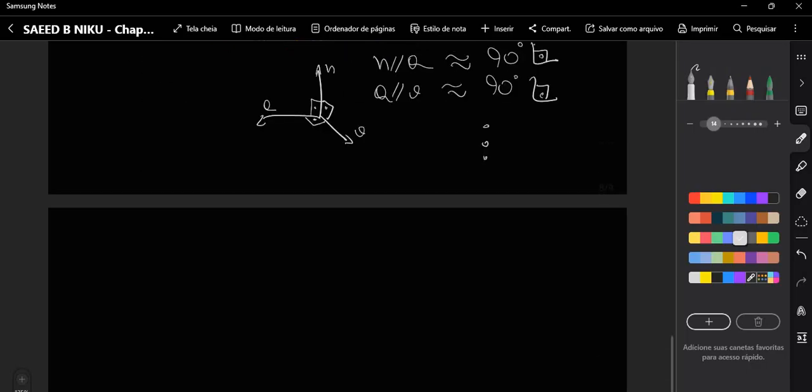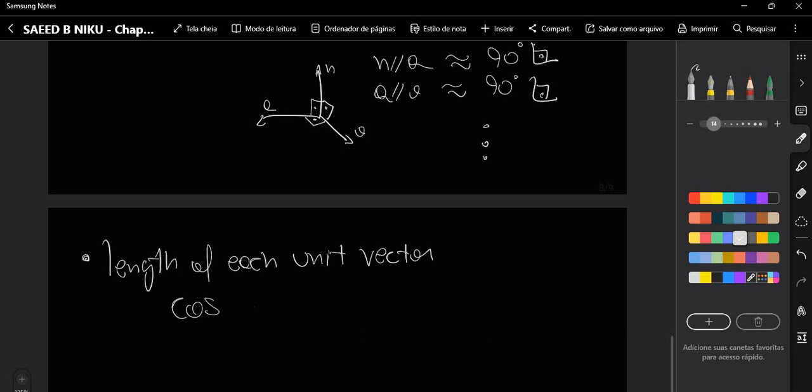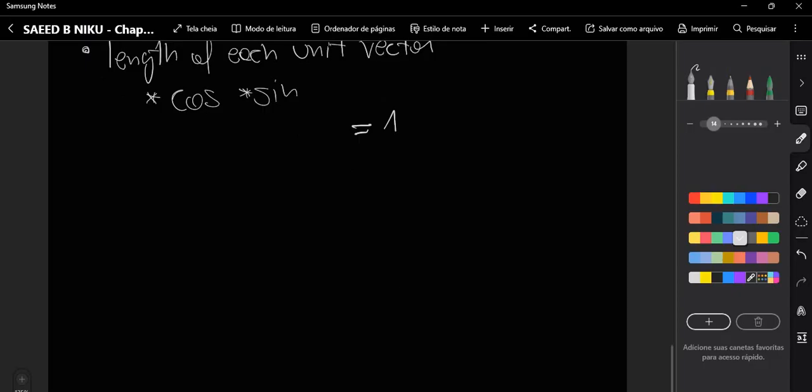Okay, and also it's important to point out that the length of each unit vector, represented by its direction cosines, must be equal to 1. So let's write each one of these equations.